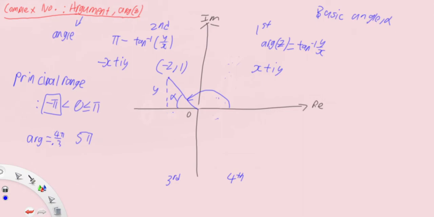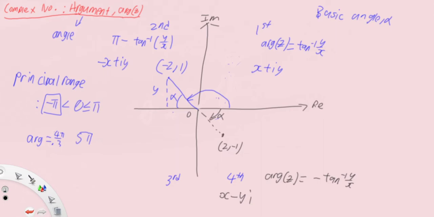Now, for the third quadrant, I'm going to use a different colored pen. Let's say black. Let's start with the easiest one first, the fourth quadrant. In the fourth quadrant, we have 2, minus 1. Notice that the angle is basically the basic angle, but you're measuring it in the clockwise direction. Therefore, in the fourth quadrant, the argument of z equals minus tangent inverse y over x. Again, the fourth quadrant is of the form x minus yi. So your argument is basically the basic angle, but the negative of it.